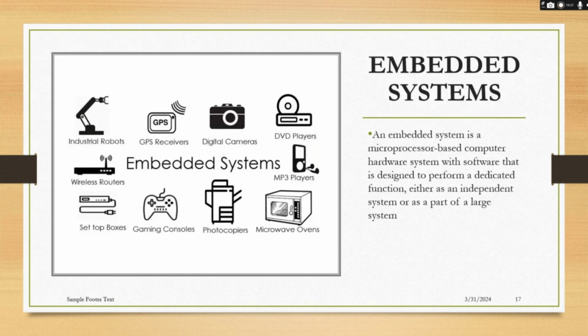So with that we finished our C programming, and then we start embedded systems. So first of all, what is an embedded system? An embedded system is a microprocessor based computer hardware system with software that is designed to perform a specific task or a function, either as an independent system or a part of a larger system.